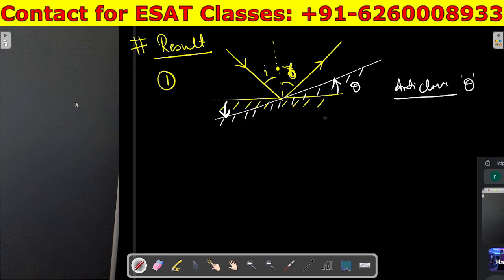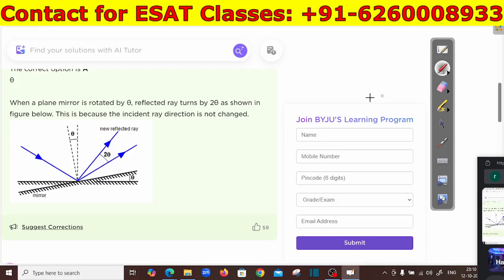So you know your reflected ray will get rotated by an angle of 2 theta. Your reflected angle will get rotated by an angle of 2 theta. See, let me verify it. See, my angle of rotation, initially my mirror was this straight one. Now the new mirror gets in this direction, that is the angle theta in anti-clockwise, right?